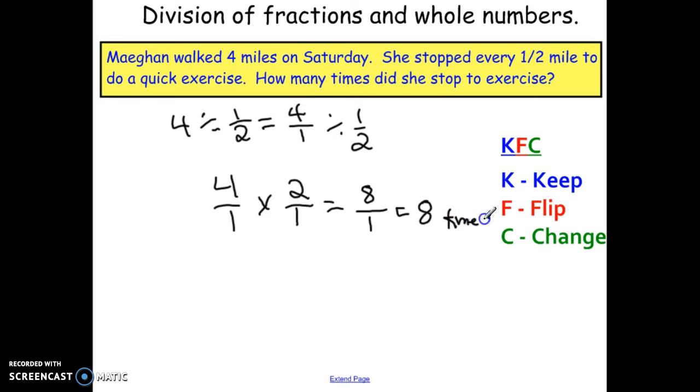When Megan was walking 4 miles on Saturday, she stopped every 1/2 mile to do a quick exercise. So that means she stopped 8 times. So there's 8 1/2 miles in 4 miles.